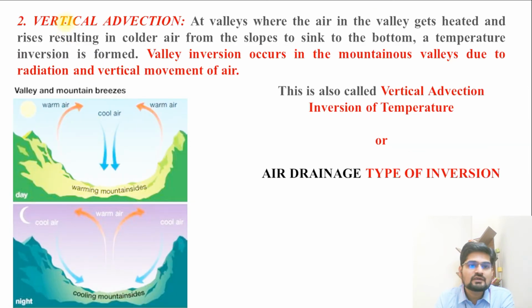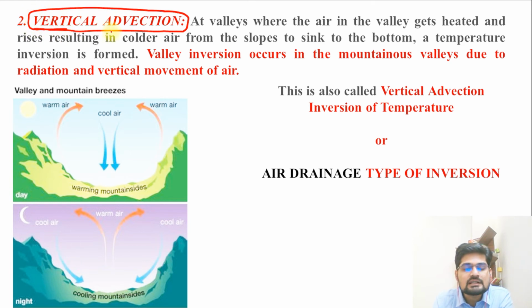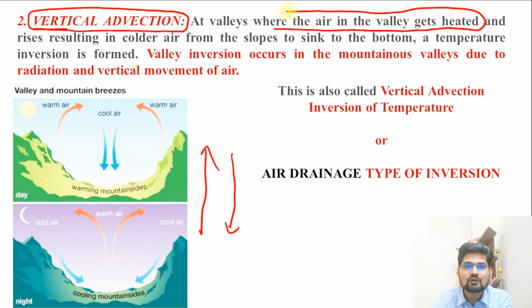Then the next type of inversion is called vertical advection. Now remember, the word here is vertical. It is basically in terms of the mountain and valley system, where you have a rise and fall of altitude. In this situation, when there is the transference of heat, what happens? At valleys where the air is, the valley gets heated. In daytime, this portion is where the entire heat is accumulated, right? And gradually it cools down, and then the air moves up because warm air goes up and cool air goes down. So this is the situation of night and day fluctuation.